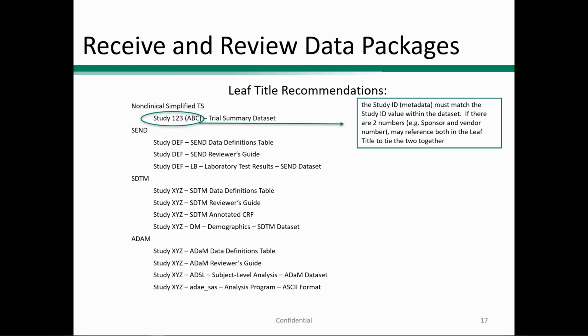Here is also where we recommend that you can tie in 2 different study IDs, if that's the case. So let's say we have a study report, and in the report it's referred to as study 123, but in your data set it's actually referred to as ABC. Your data set and the metadata should match ABC, but when you tie it together, we always say that you can put it in parentheses or just somewhere within the leaf title so that, from the agency's point of view, it brings those 2 numbers together and it starts to make sense to everybody why they're seeing 2 different numbers.